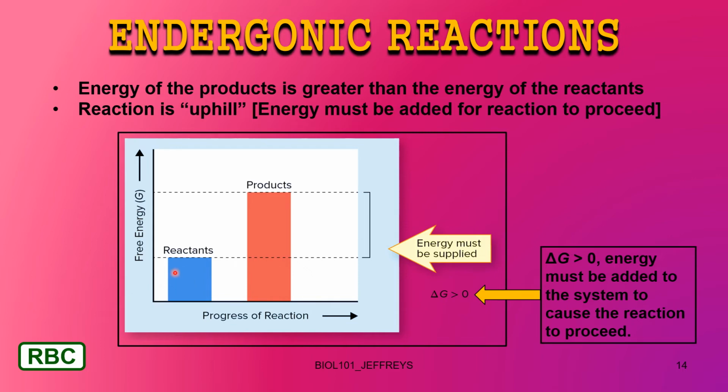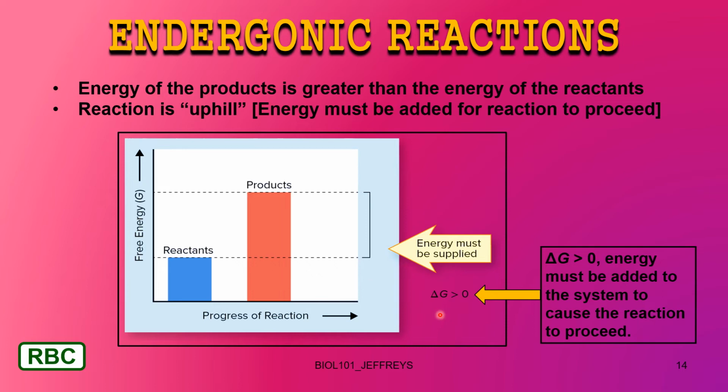So look at it this way. In order to go from here, the energy level of the reactants, to up here, it's like climbing a hill. We have to move up. So we say the reaction is uphill. We're going from here to there, so we have to go uphill. So the energy must be added for the reaction to proceed.